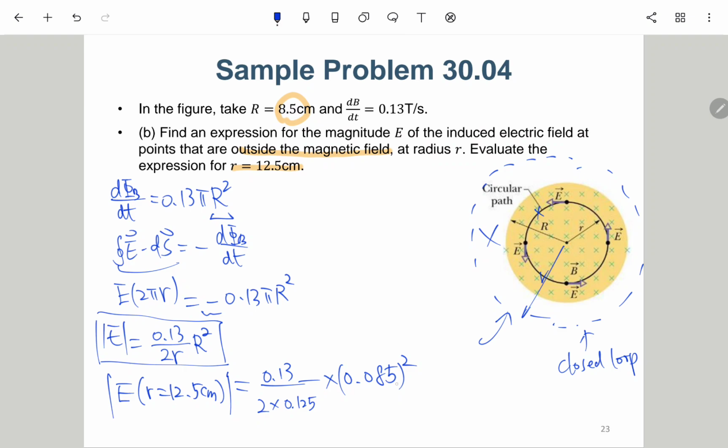Okay, so this is nothing but 3.8 millivolt per meter. Millivolt per meter. 3.8 millivolt per meter.